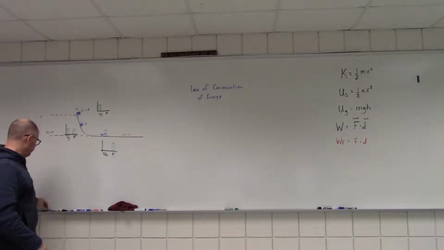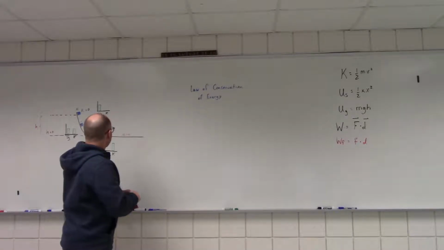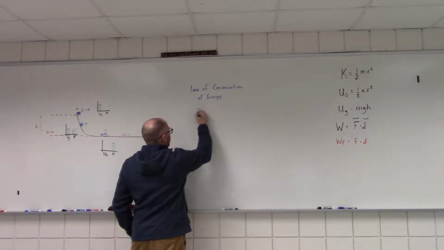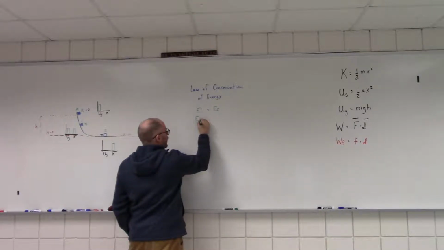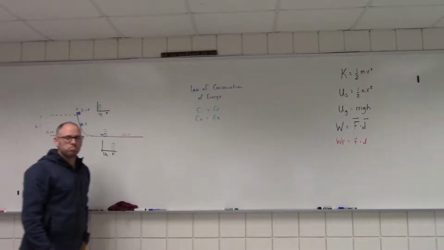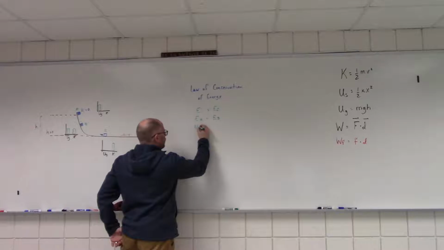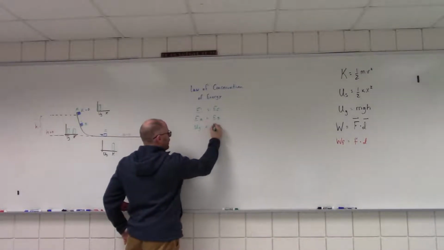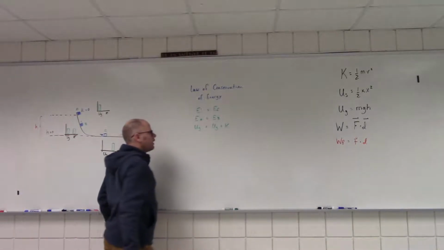From A to B, not that big of a difference. We know that the initial energy has to be equal to the final energy. Therefore, the energy at A has to be equal to the energy at B. Okay, that's fine. So at A, it's all gravitational energy. At B, it's gravitational energy plus kinetic energy.